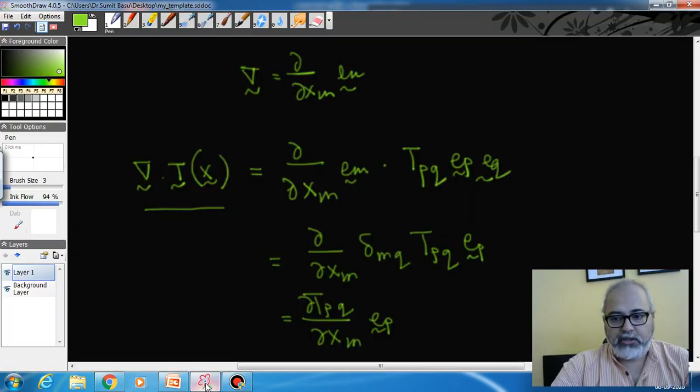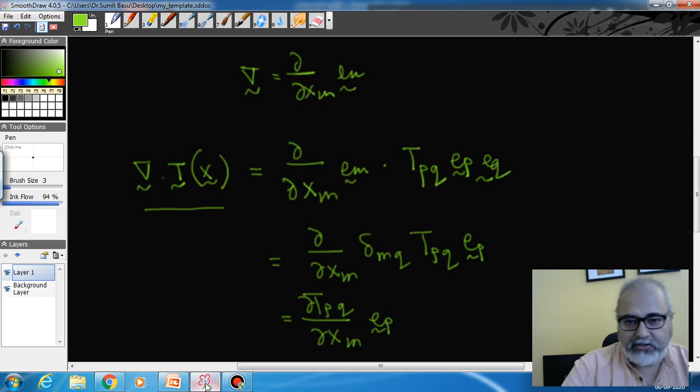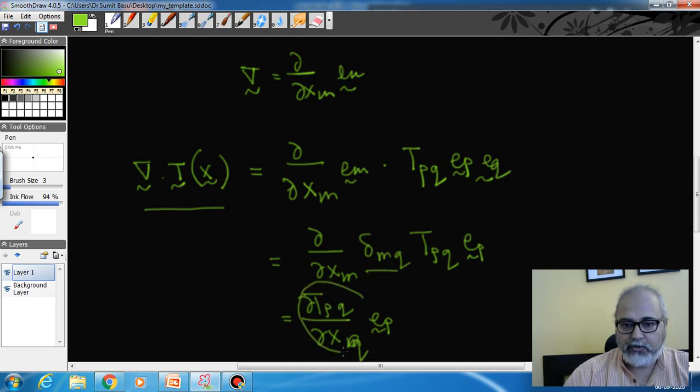Yeah, in the last lecture, I noticed that I made a mistake here. So this MQ will knock off this M, right? So here it will be Q, right? This delta MQ will knock off this M. So this is the component of the divergence of a second order tensor.